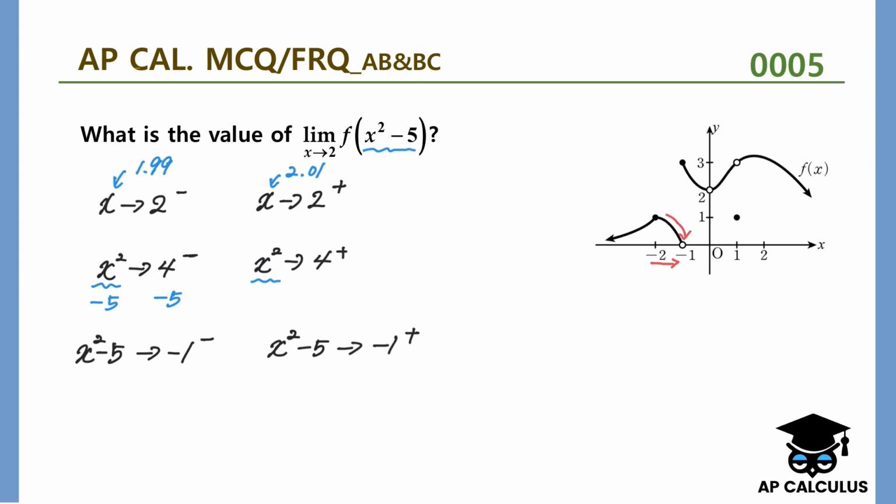As x approaches -1 from the right-hand side, excuse me, it approaches 3, right? So what is this limit value? This limit value doesn't exist. That's D and E, because the left-hand limit and right-hand limit are not equal to each other.